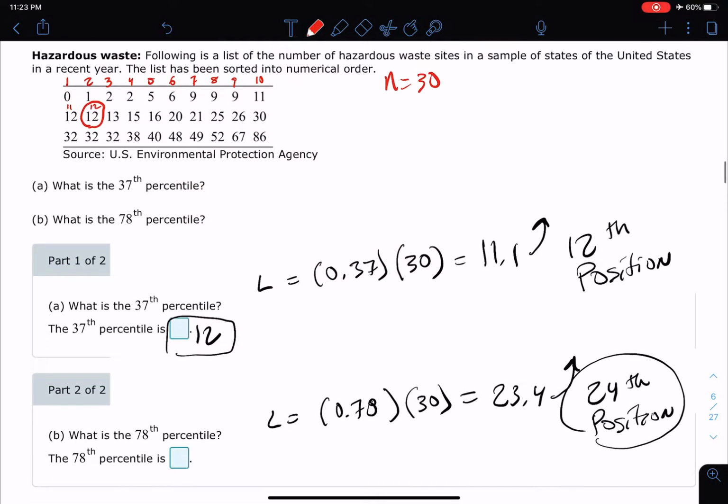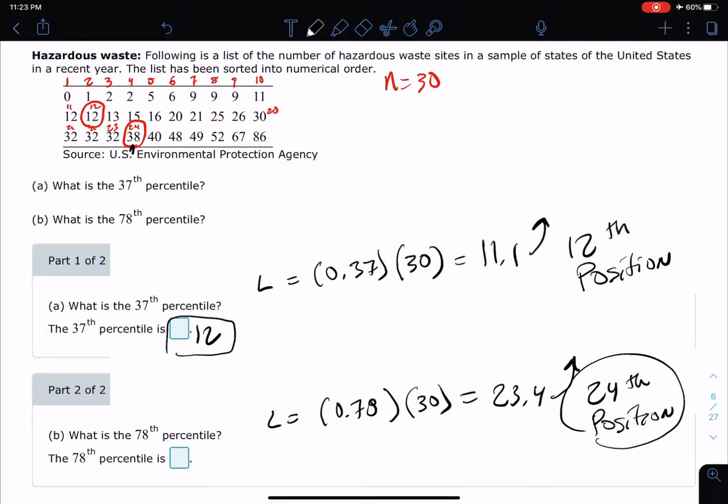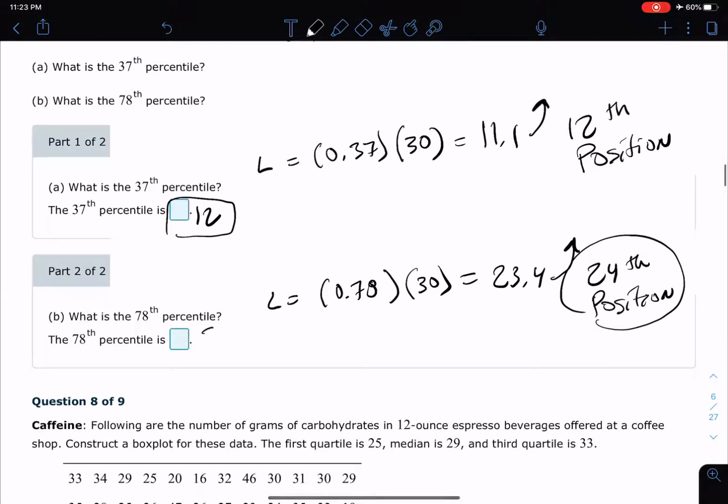24th position. So let's see, that's 10. That's going to be 20. So 20, 21, 22, 23. There it is, 24. And what's at the 24th position? I see 38. So therefore, 38 is the 78th percentile. Did we do it? We got it.